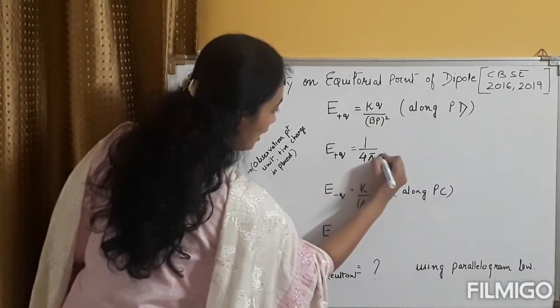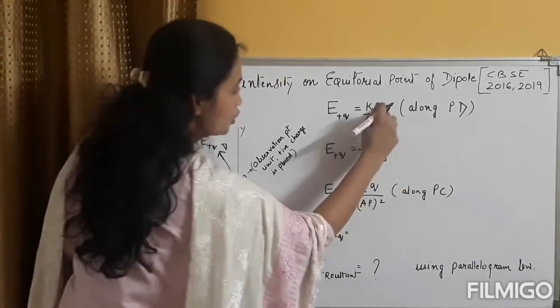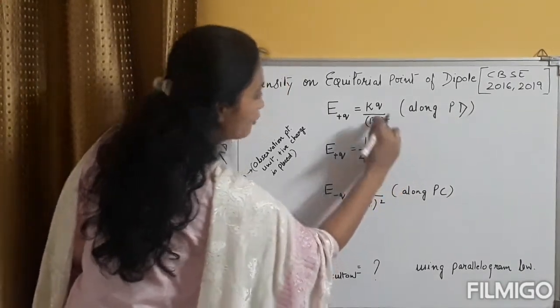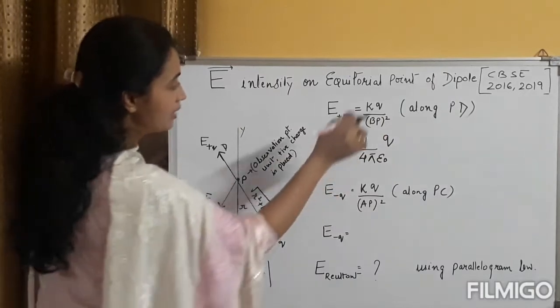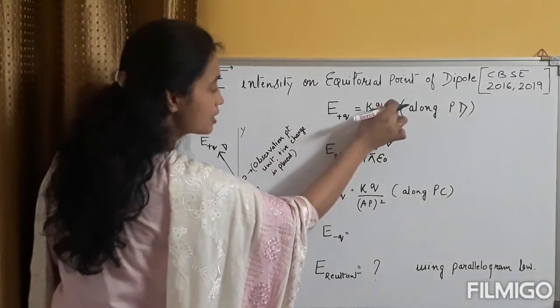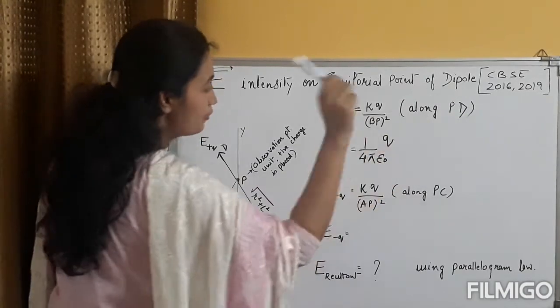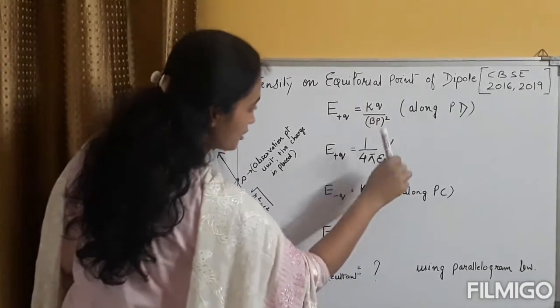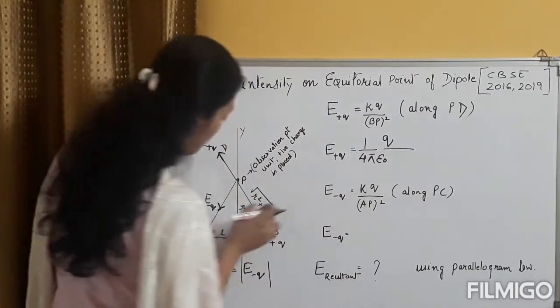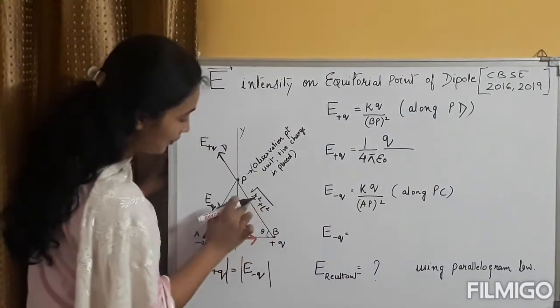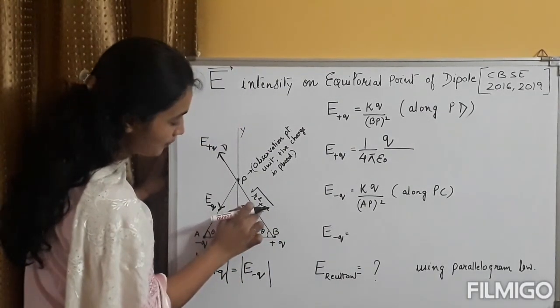4 pi epsilon naught. Source charge is Q. Here we are not using the polarity, whether it is plus Q or minus Q, we will always put magnitude only and we will indicate the direction with polarity. So magnitude of charge is Q upon BP square. This is nothing but under root R square plus L square.